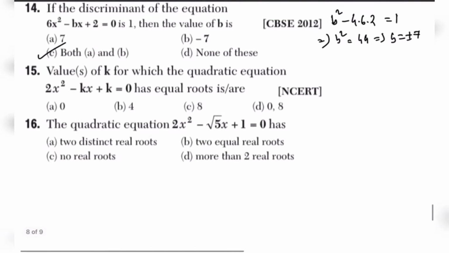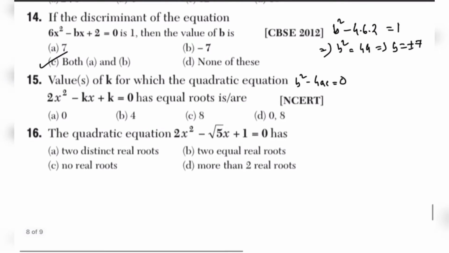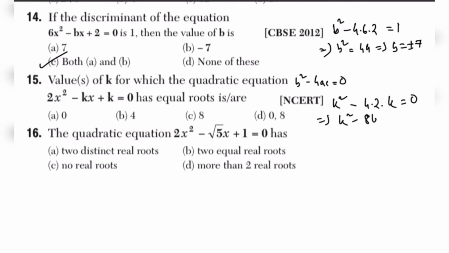For what value of K are the roots equal? Now we want to check that B square minus 4AC has to be 0. So how do you check that? K square minus 4 times 2 times K equals 0, which means K square minus 8K is 0. From here you can clearly see that K has to be either 0 or 8, but we can just do it because we have gone so far. So K equals 0 and 8. Here we are.